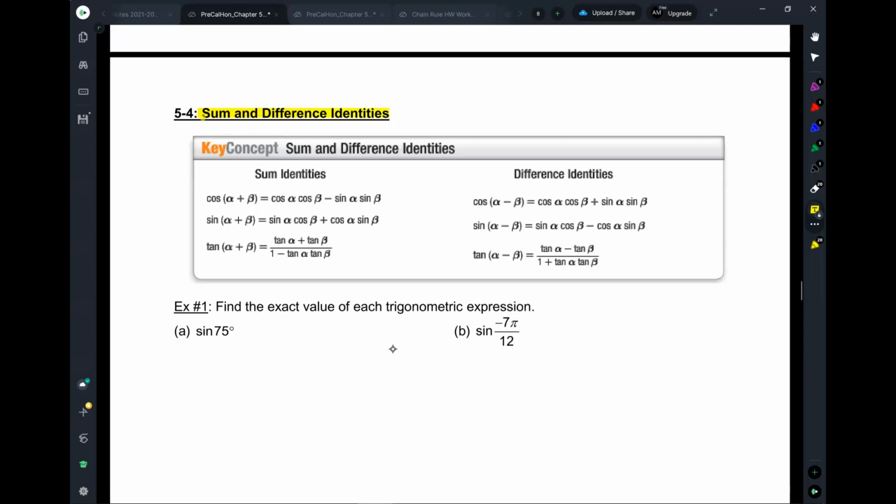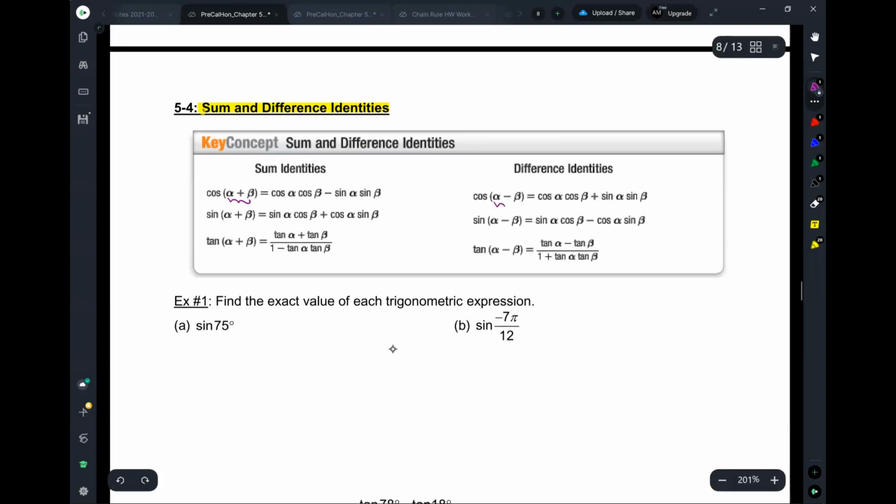And it's because we use these when we have sine, cosine, or tangent of two things that are being added or two things that are being subtracted. So for example, look at this. It's cosine of two things being added to each other, so the sum of two things, or it's cosine of the difference of two things, right?